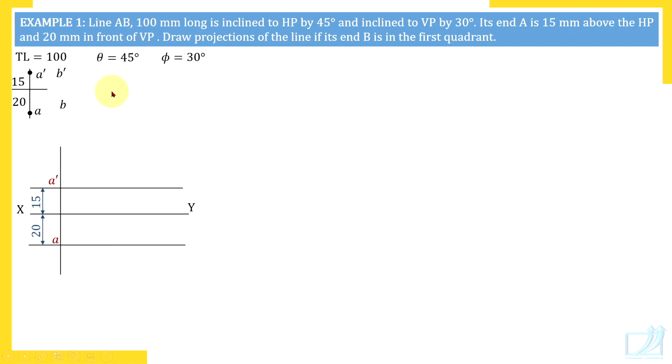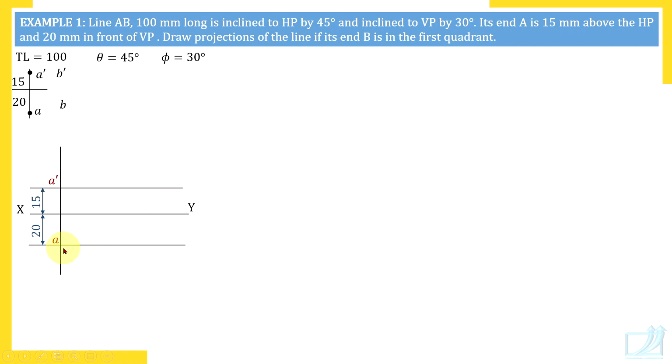Now front view is A dash B dash, and B dash is above XY line, not below XY line. So A dash B dash will be oriented in this manner. But is front view showing true length 100 millimeter? No. That means A dash B dash is not showing true length, and therefore it is also not showing true angle. A dash B dash does not have 100 millimeter length, or A dash B dash is not at an angle 45 degrees. Then how to draw A dash B dash?